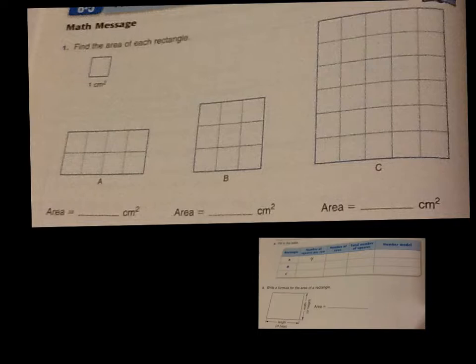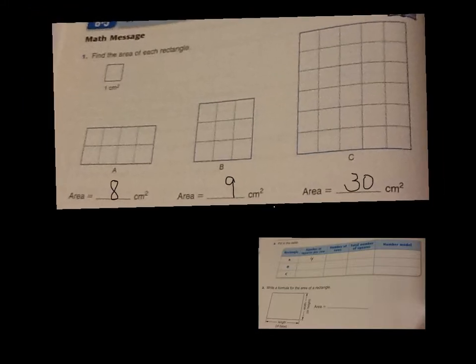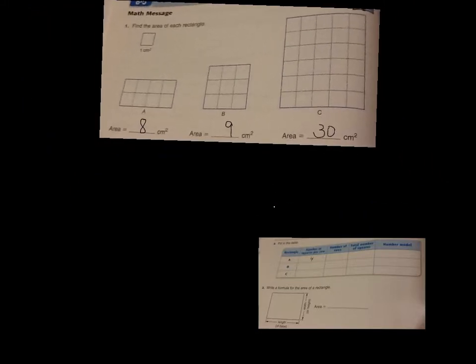The area for rectangle A is 8 centimeters squared. The area for B is 9 centimeters squared. And the area for C is 30 centimeters squared. Thumb up if you got those. Great, now let's take a look at number 2 on that same page.